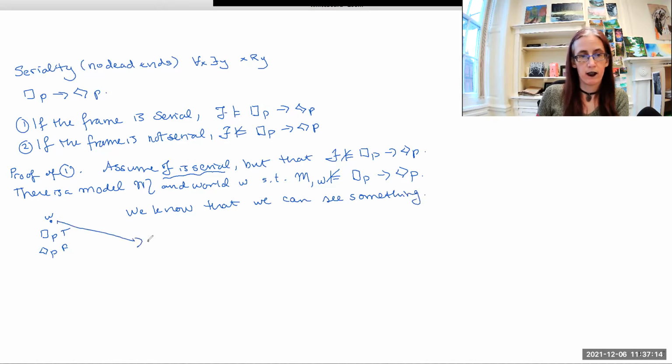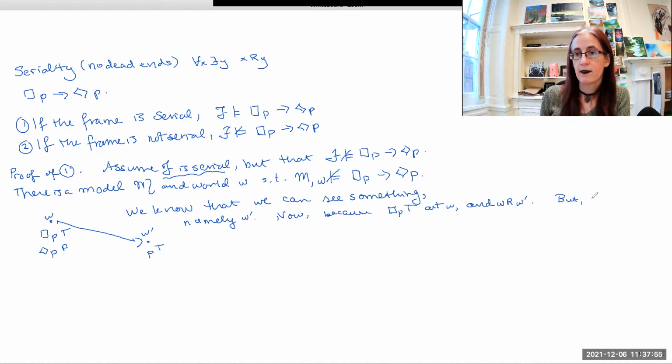Now, because of our assumption that F is serial, we know that W can see something. Namely, let's draw it over here, call it W prime. Okay, it can see something, namely W prime. Now, because we've got necessary P true at W and W sees W prime, we know that P is going to be true here as well.